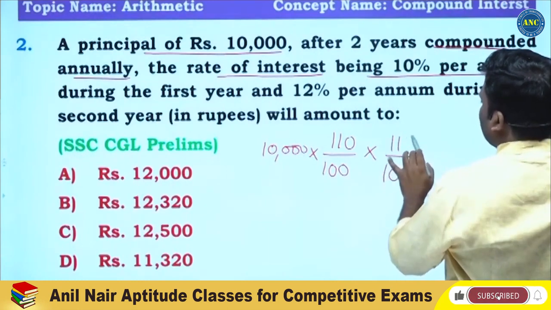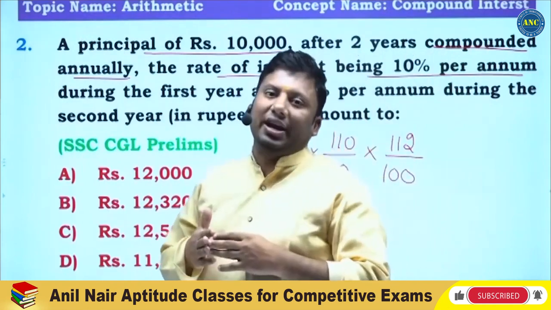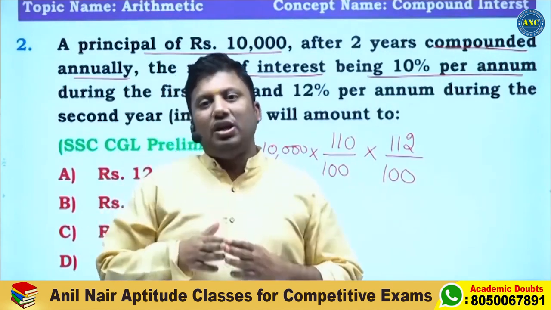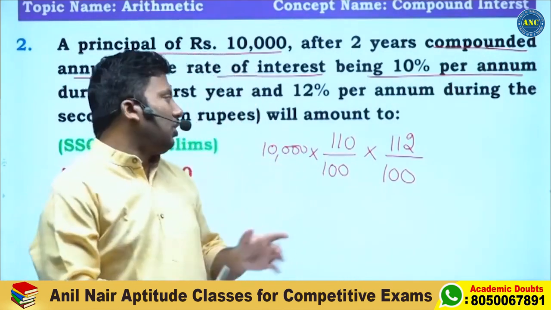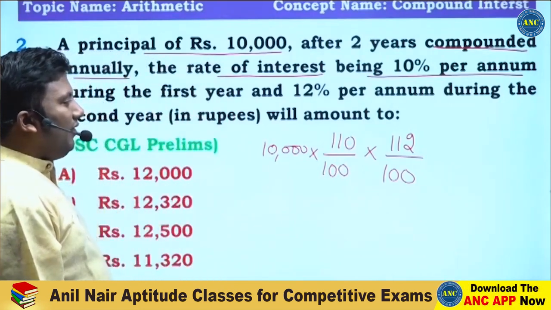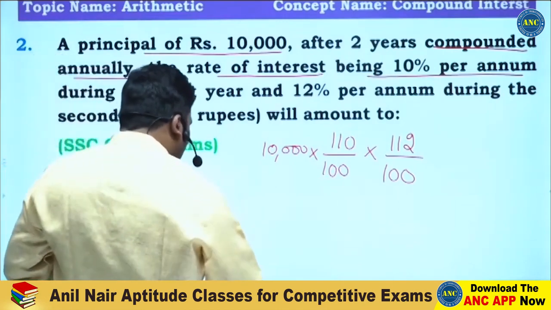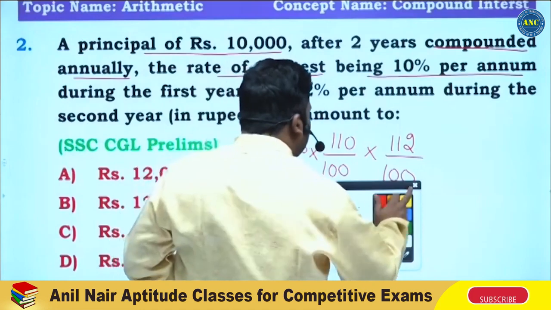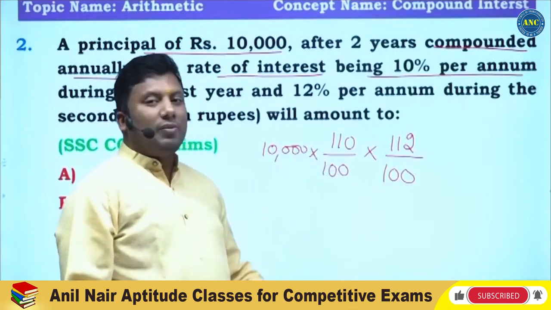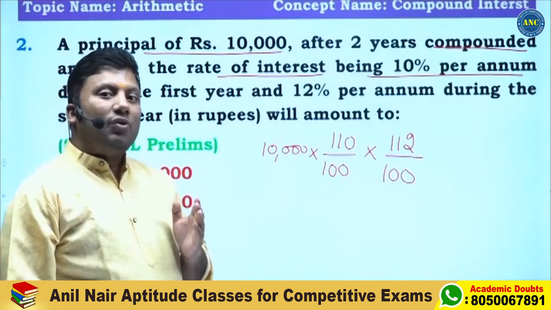Second year, he said, in second year, I will charge you a little more. I said, how much will you charge? He said, I will charge you 12%. 12% rate of interest means 12% increase. 12% increase means on 100, 12 more. So 10,000 into 110 into 112 divided by 100. Please do not use your mathematical intelligence and try to do this multiplication. Anybody who is trying to do this multiplication, probably you need to understand that there are better ways to solve compound interest problems.